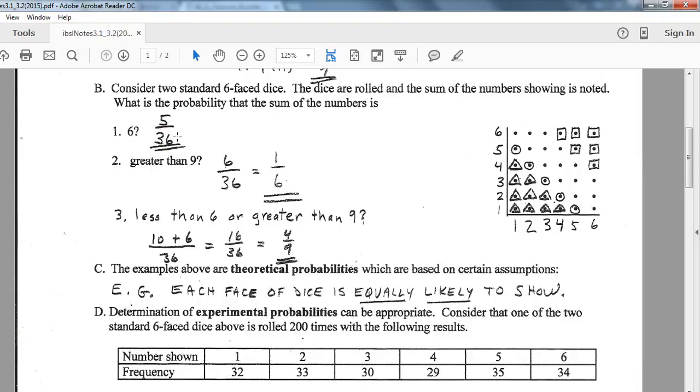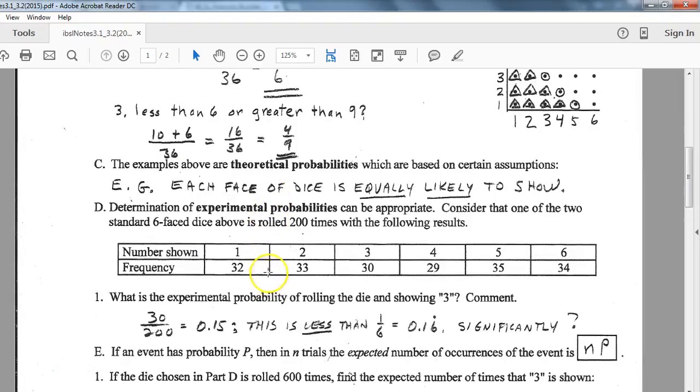But we don't know for sure that that's what would actually happen. That's just the theoretical probability. Experimental probability is when you actually perform the event, what really happens in your specific case. And obviously this could change from one experiment to the next.